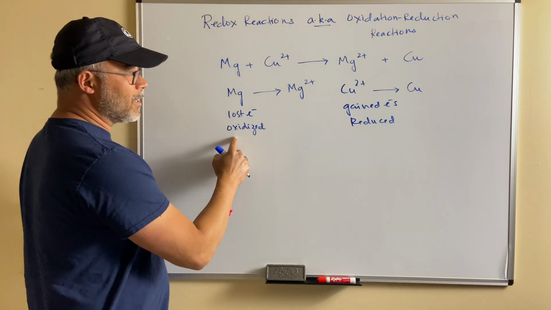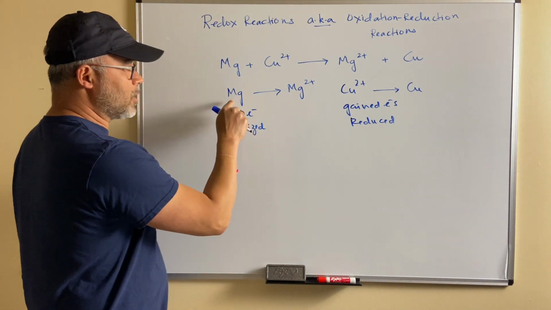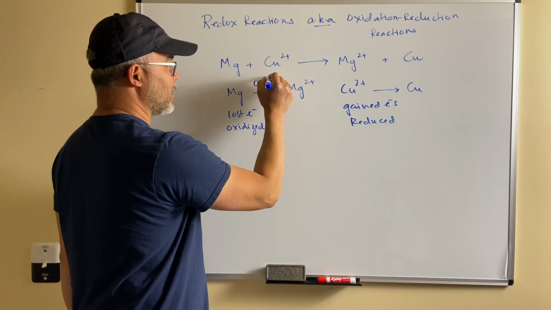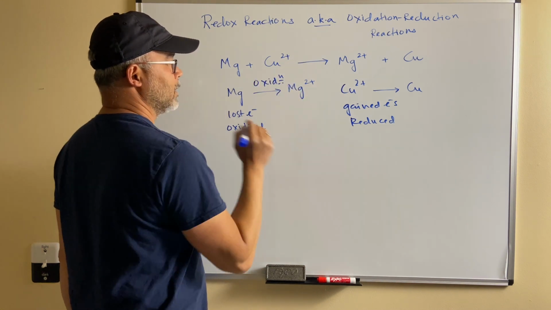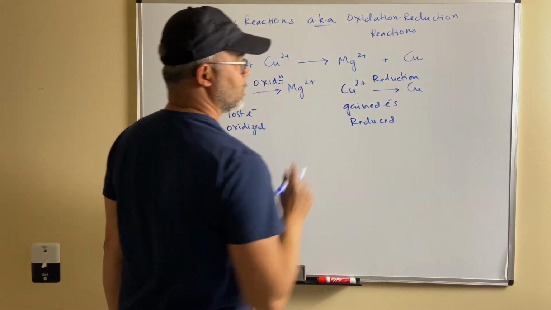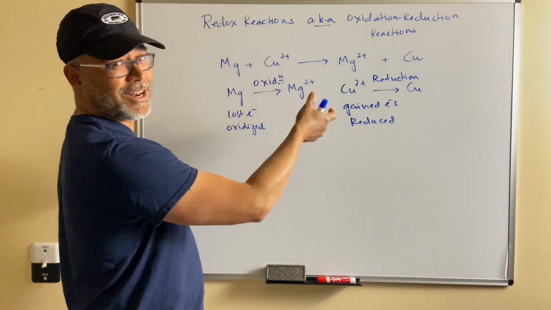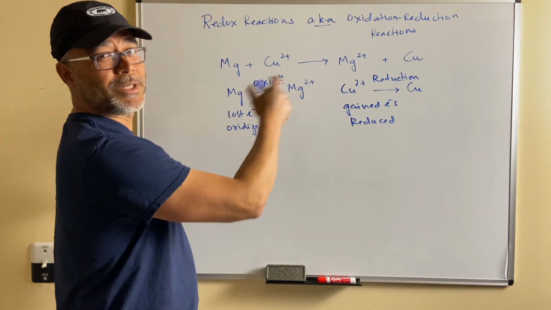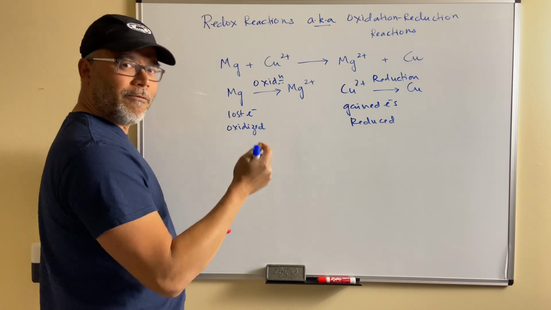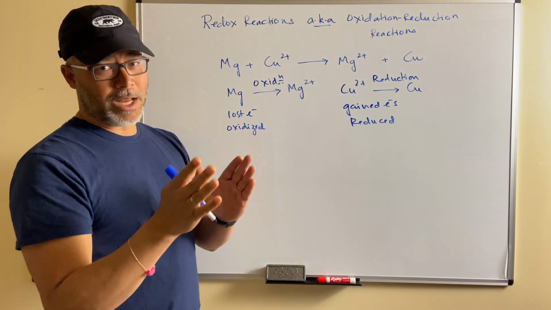So now we had an oxidation taking place and a reduction taking place. The process from Mg to Mg2+ is the oxidation, and this process is the reduction. Again, this is a redox reaction. There's an oxidation taking place and a reduction taking place, and they're both taking place at the same time. Now that we understand that, what we can do with every redox reaction is split it into two halves, the oxidation half and the reduction half.